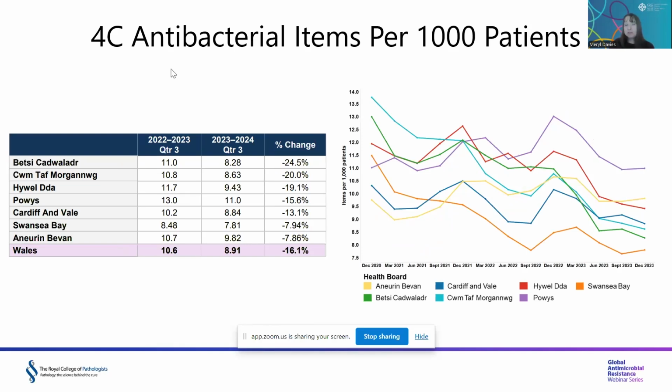Then from the perspective of 4C antibacterial items, again, from this national prescribing indicator, we can see that all the health boards have been making reductions in the prescribing of these broad spectrum agents, but some health boards have been seeing a greater reduction compared to others.